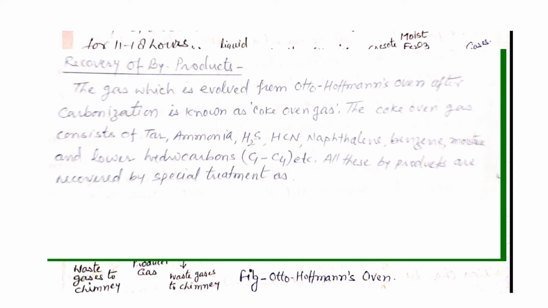As we know, this is the most modern method, and nowadays most industries are adopting it to convert coal into the corresponding coke. So how can we recover the byproducts with this method? Let's discuss. The gases evolved from the Otto-Hoffmann oven after carbonization are known as coke oven gas.